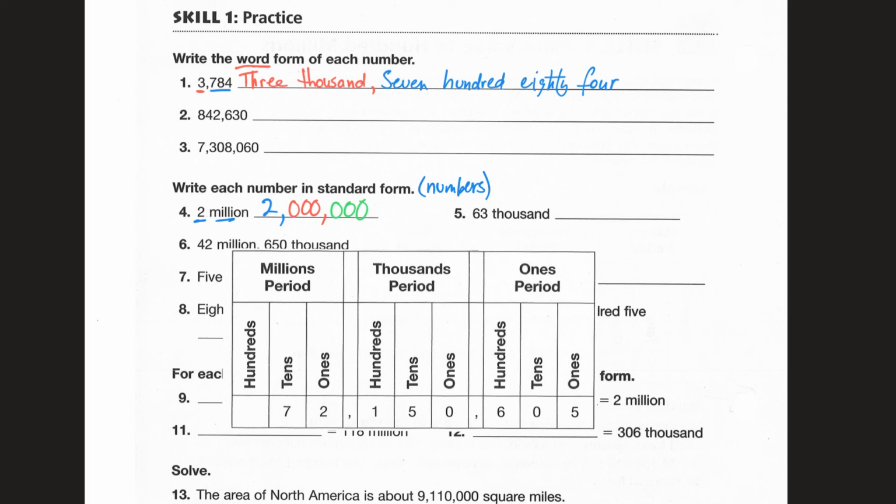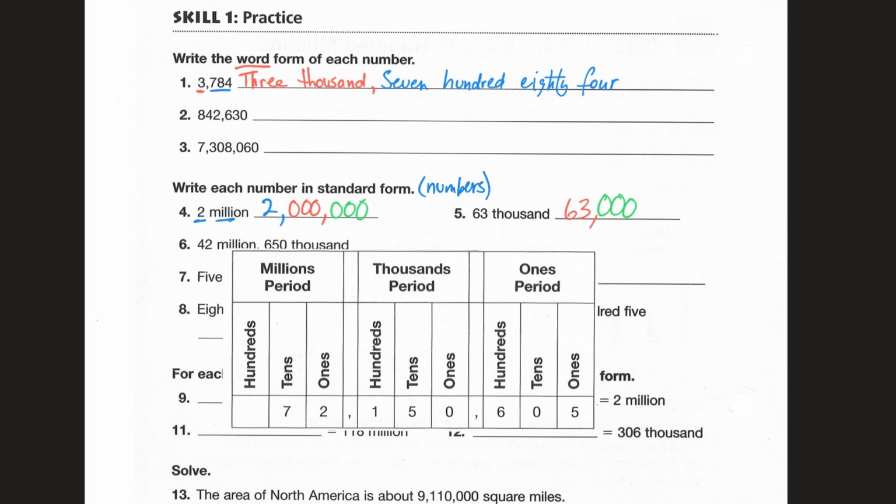And so as we have 63,000, this one right here, I'm in the thousands. I write 63 and a comma because that ends the thousands period. And I'll do that right now. 63,000. And then after that, they don't tell me anything. There's just nothing in the ones period at all. So I just write zeros after that. And that's what you've got to do.